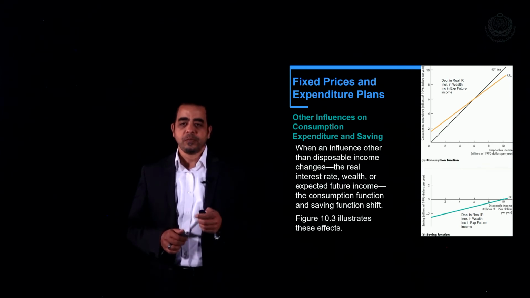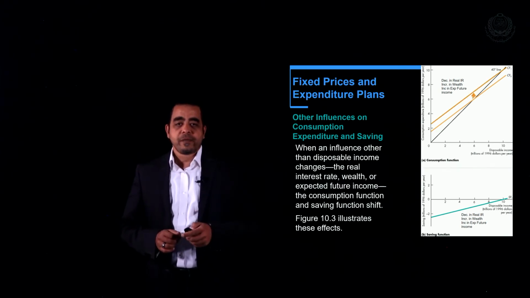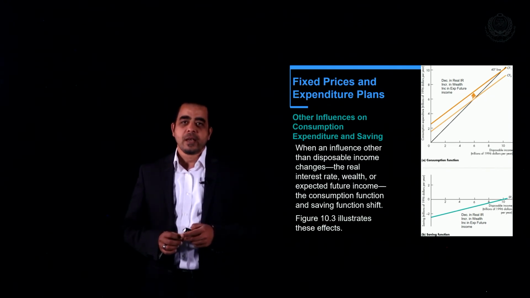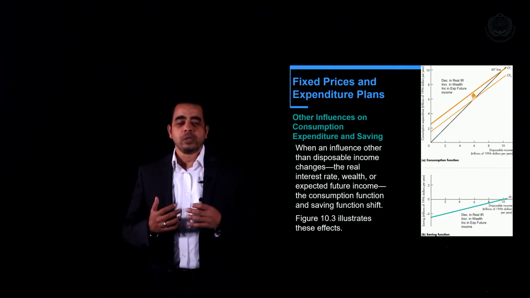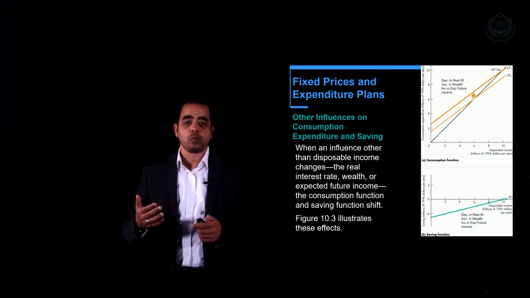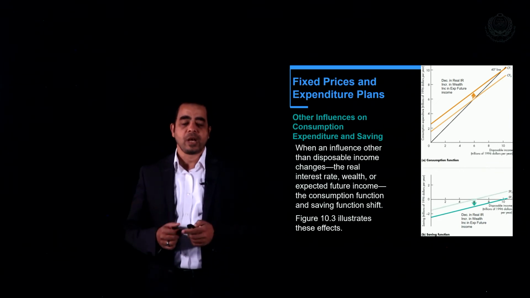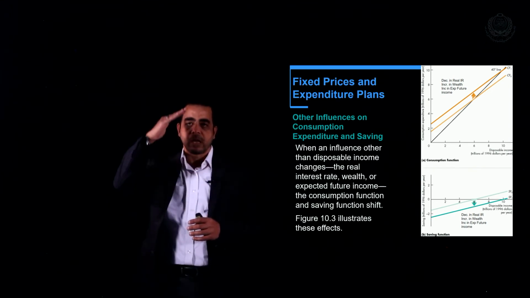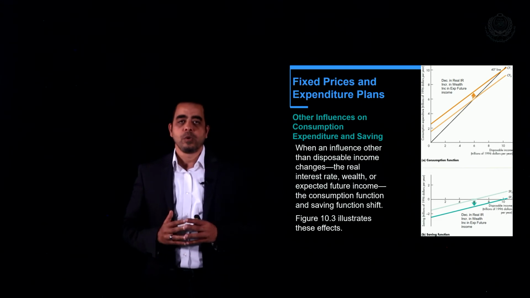So if your wealth increases in value, this means that you will need less savings, and this means that your consumption will increase and, on the other hand, your savings will go down. As you can see here, we have a mirror image. Consumption goes up, so savings will go down.